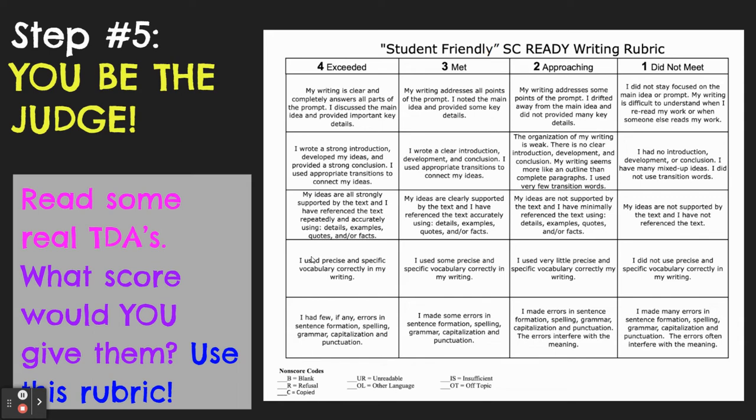Now, a 1 is did not meet, okay? And this is if it's not focused, if it doesn't answer, if it's off topic, if it doesn't answer the prompt, if there's no evidence, if there's no analysis about the evidence, if there's no really precise vocabulary seen in the essay, and if there's lots of errors in spelling, capitalization, punctuation. So those are the 4 categories: a 4, a 3, a 2, or a 1.